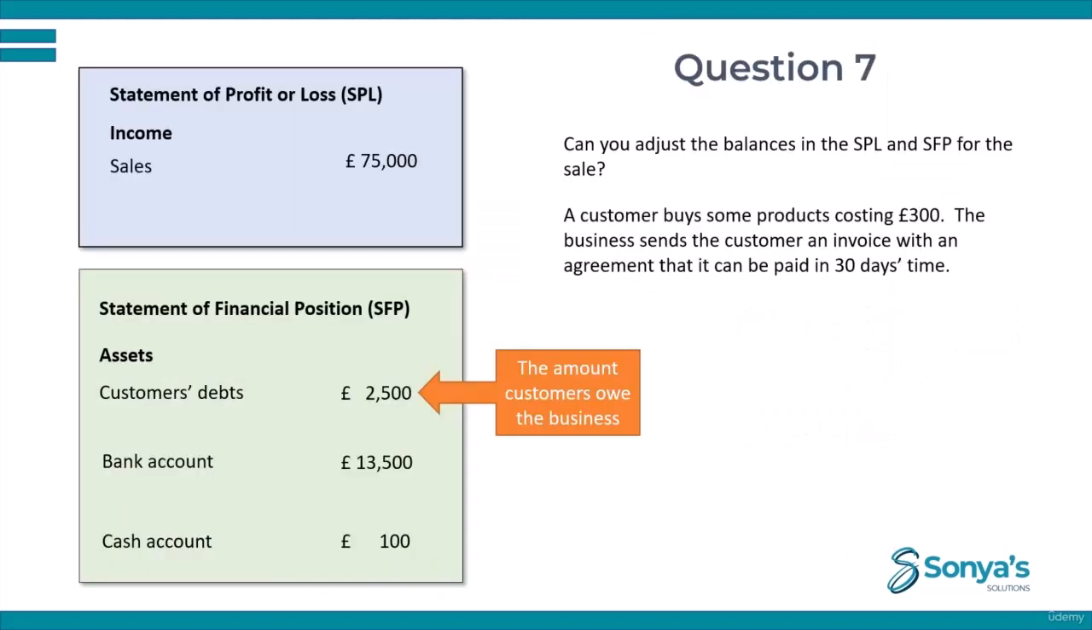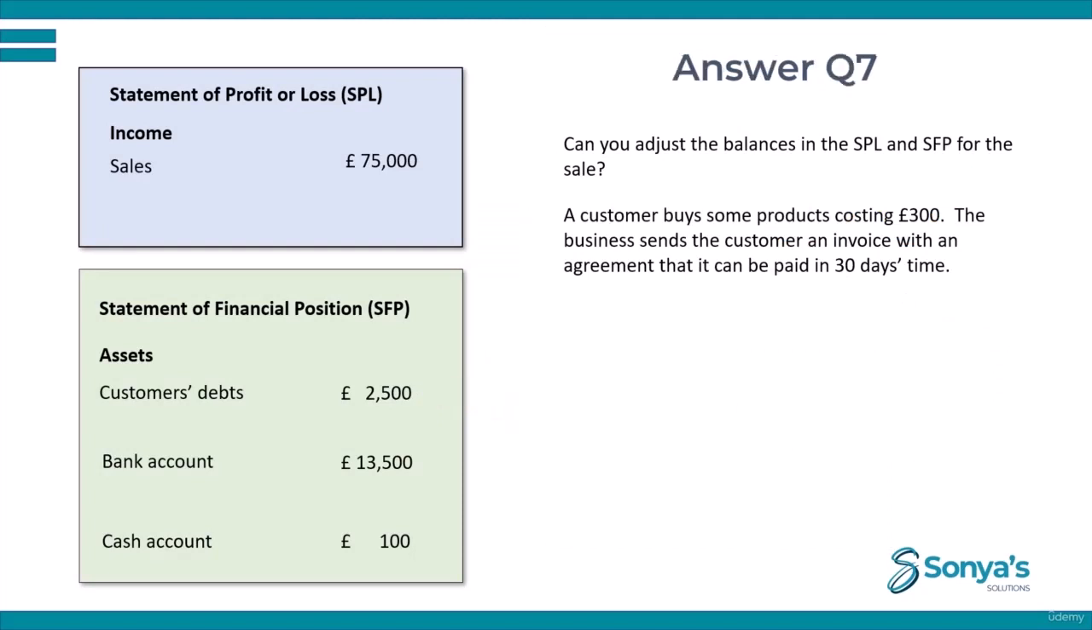Get ready to pause the video to give yourself time to read and answer the question. We record the sale by adding £300 to the sales already made during the period, so the revised balance is £75,300. Customers owe the business £2,500. That now increases to £2,800.